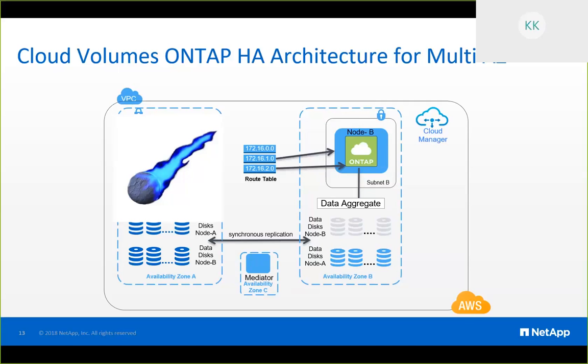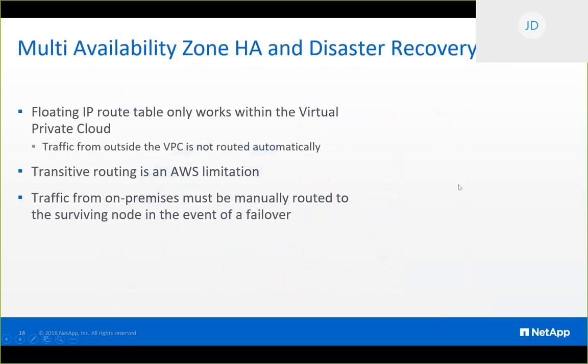Awesome. Thanks, Kyle. So that's how the multi-AZ HA architecture works. There are some considerations, though, when deploying this for the disaster recovery use case. First of all, due to just a limitation with AWS called transitive routing, the floating IP route table that makes our failover work in the multi-availability zone setup does not automatically route traffic from outside of your VPC. So this is an awesome solution for people who are running production workloads within their VPC, within AWS.